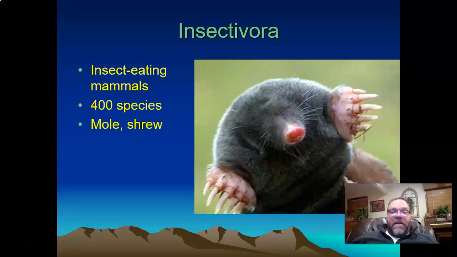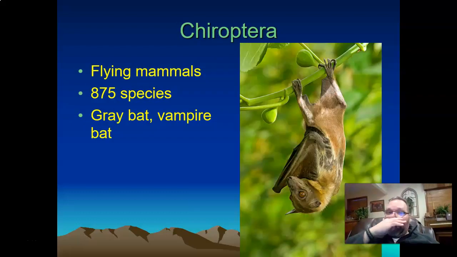Insectivora, 400 species. These are insect-eating mammals. So what they did is they took all the mammals that eat insects, put them into a group, Insectivora. Vora obviously means what you eat. Carnivora, carne is meat. That's from the Greek word, which is flesh or meat eating. Insectivora then would be insectivores. The mole and the shrew, a lot of these animals live underground. Not all of them, but most of them. Chiroptera, flying mammals. 875 species, the gray bat, the vampire bat. These are basically all bats in Chiroptera.